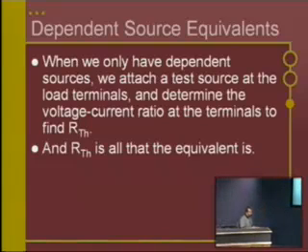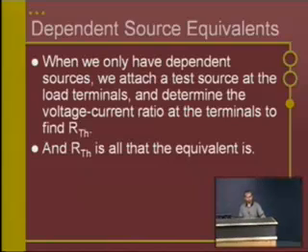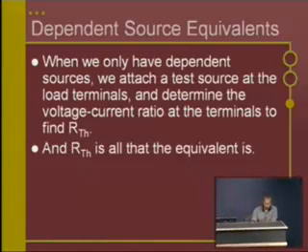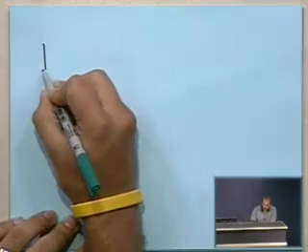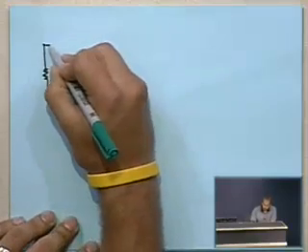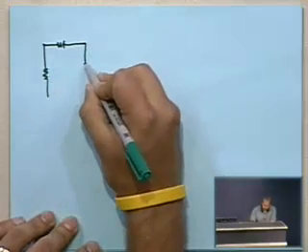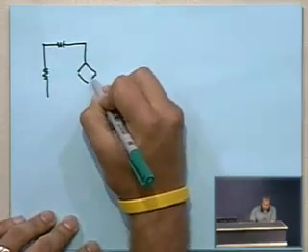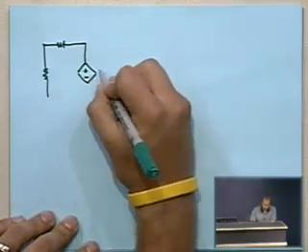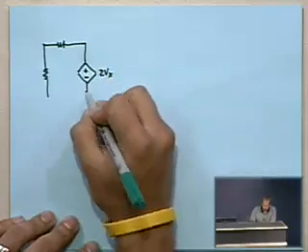So let's see how this works out in practice, because it's, again, not particularly fun. So here is a circuit that contains only dependent sources. And in fact, this is the only dependent source that exists in this particular circuit.